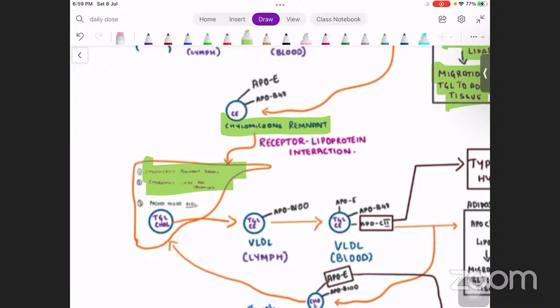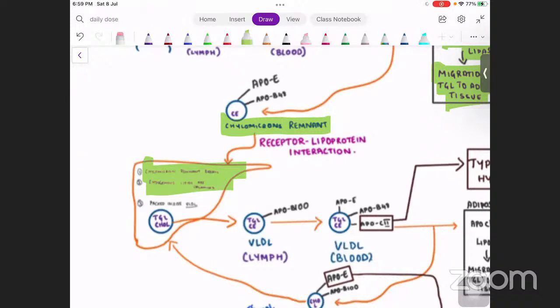So it requires an apoprotein called ApoB48. So the ApoB48 chylomicron complex will come and bind with them, and then the ApoB48 chylomicron complex will leave the intestine and enter the blood, and then in the blood two more apoproteins will come and attach to them. One is ApoC2, another one is ApoE.